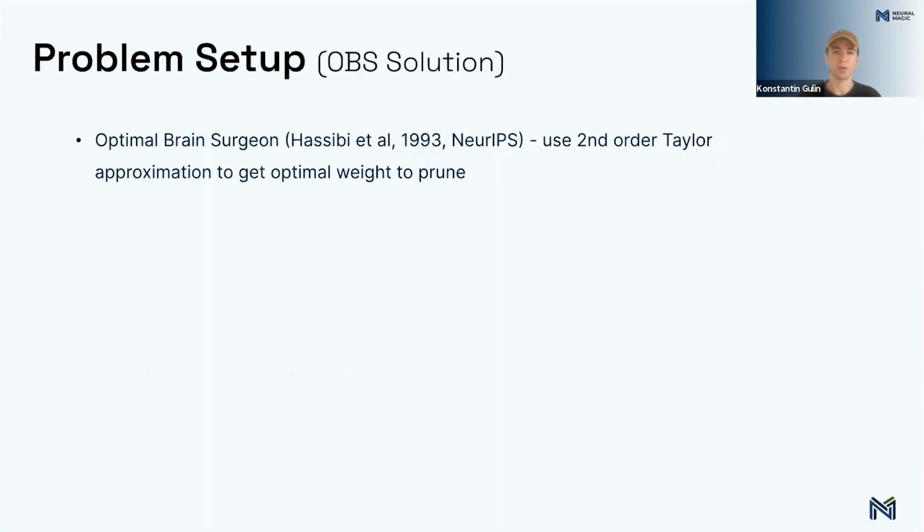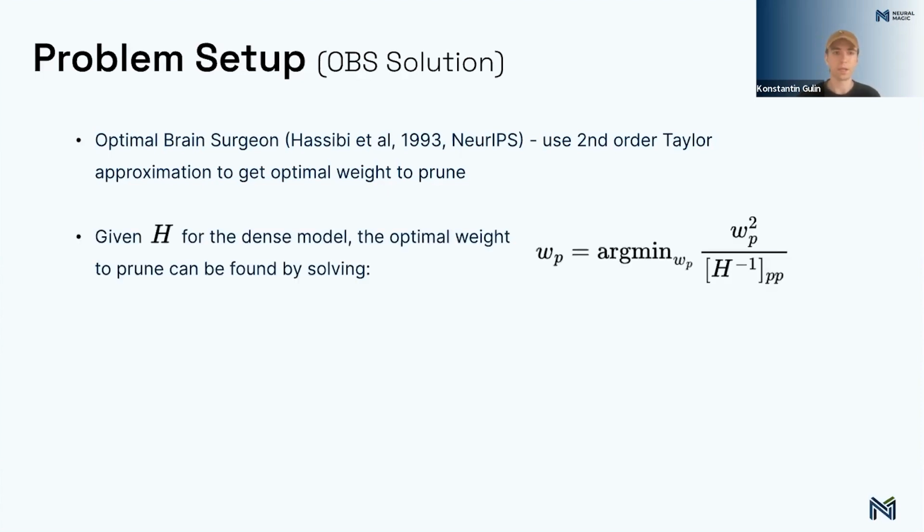So let's go into the OBS solution. OBS is kind of the history that OBC and OBQ and a lot of these second order methods are based on. It's a seminal paper from 1993. Basically, it gave an exact solution to the second order neural network pruning problem. Essentially what it says is that if we have our second order information, our Hessian H, then we can figure out the weight to prune that's going to impact our loss the least, based on this equation here.